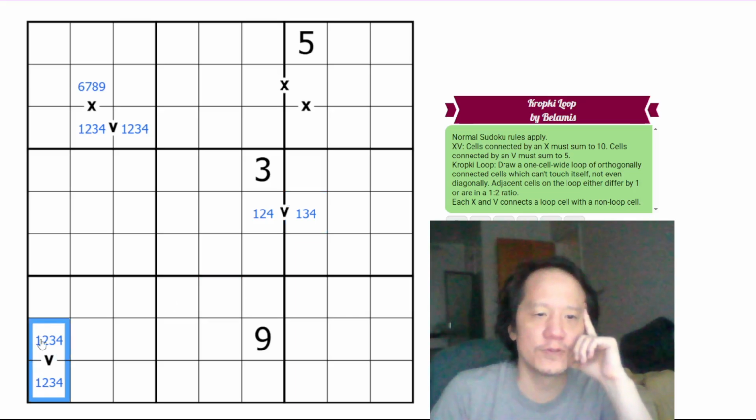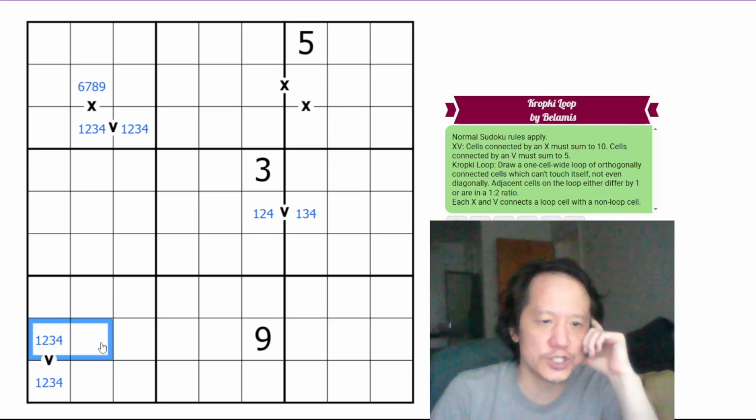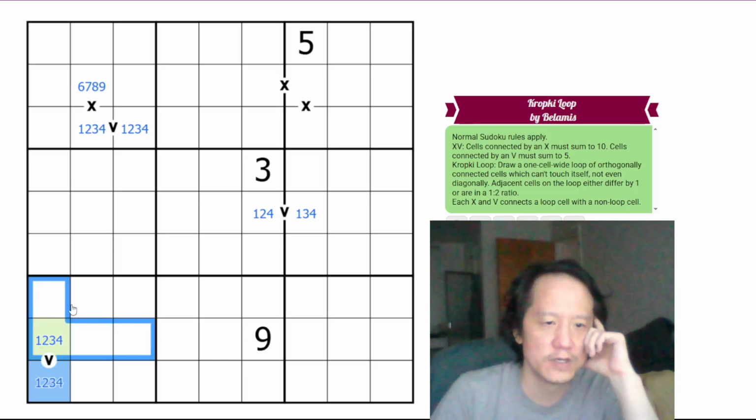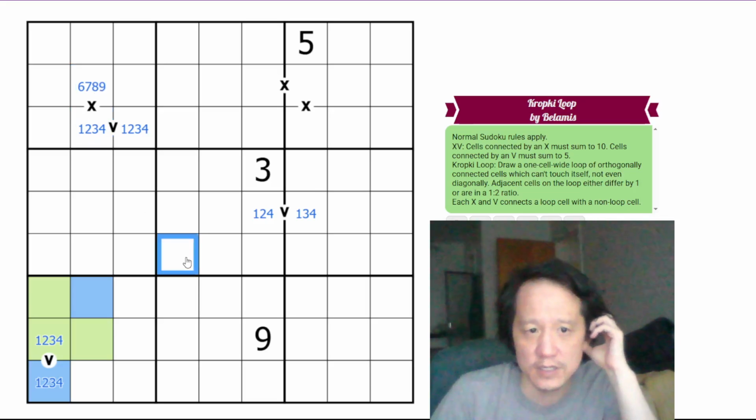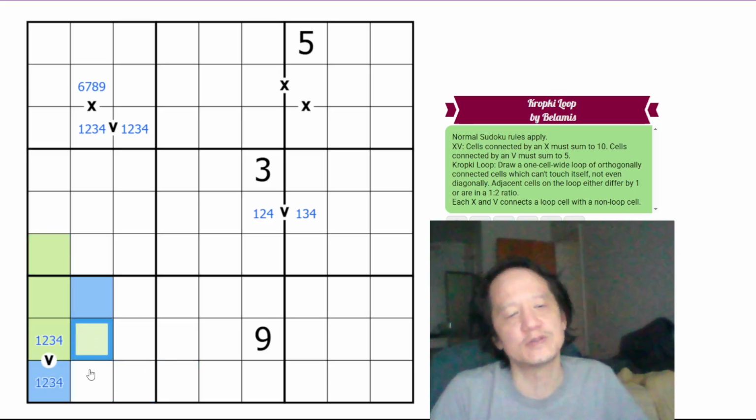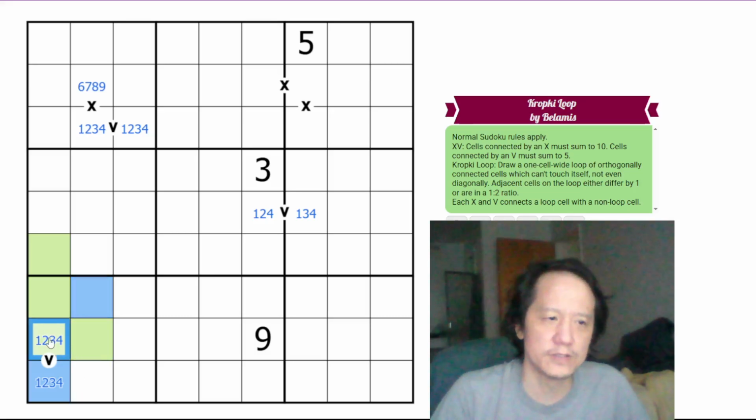Okay, so for this V, which digit is on the loop and which is not? If this is on the loop and this is not, it has no way it can enter and then exit back out. So this cannot be on the loop. This must be on the loop, and to exit and enter, it must go this way. So this is on the loop. This can't be on the loop because it would be touching itself then. It has to extend to here. So this must go this way. And this could go down, so we don't know about this one. So this is on the loop.